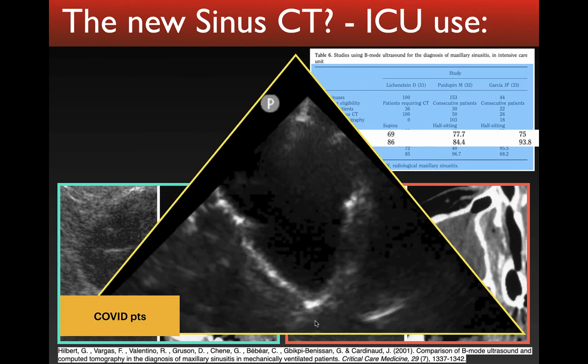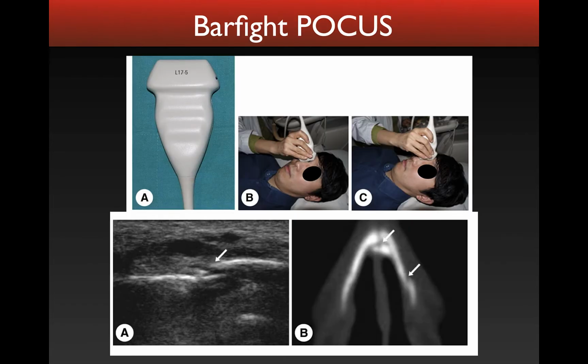One place where this has been found to be useful in the last couple of years is in COVID, because this saves trying to take these infected COVID patients, some of them very, very ill, to other places in the hospital. You can diagnose sinusitis in these patients without having to transfer them and potentially spreading COVID.